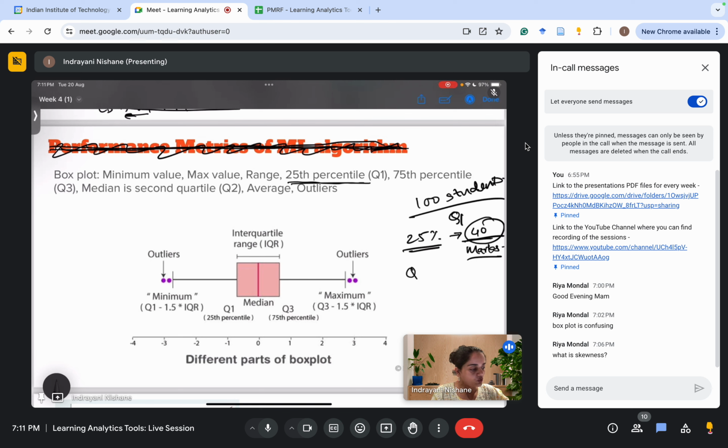Then Q2 is the median, because from Q1 to Q2, from 41 to the median value, there is another 25% of students who have scored between Q1 and Q2, and another 25% of students have scored between Q2 and Q3. So in other words, students who have scored marks between Q1 and Q3 are 50% of the sample.